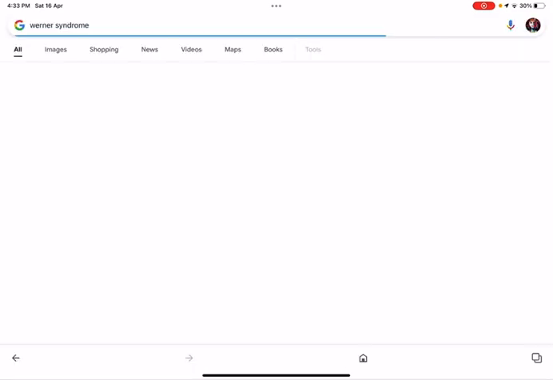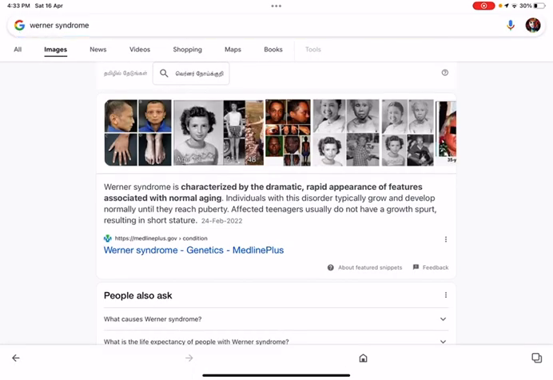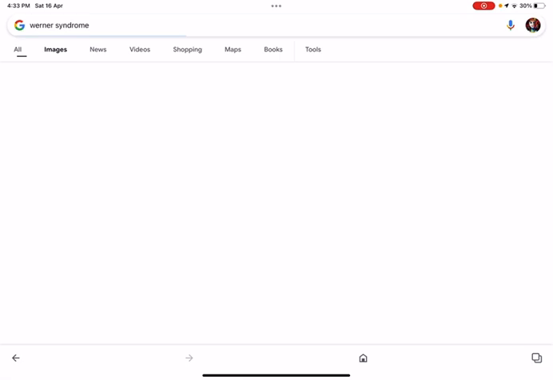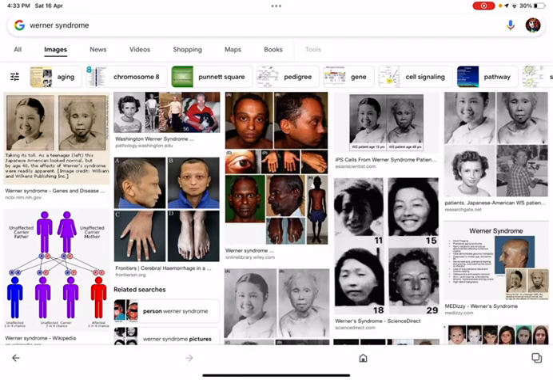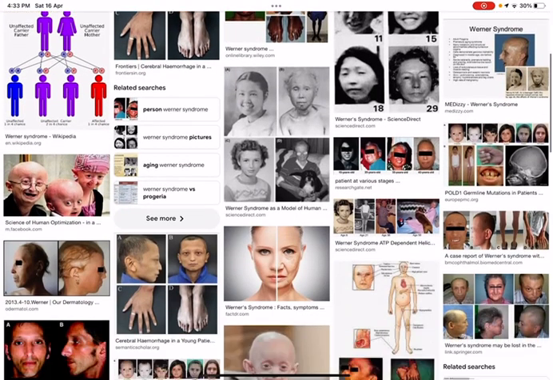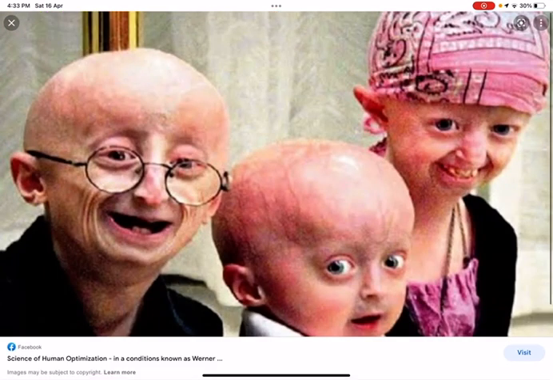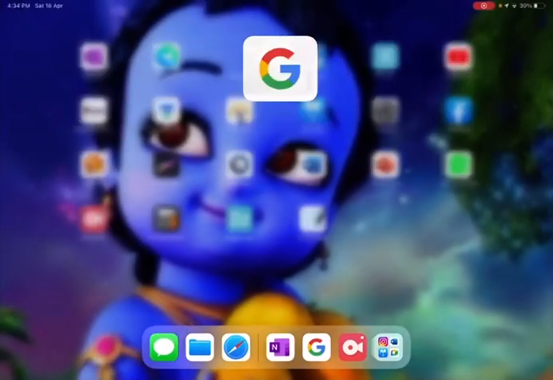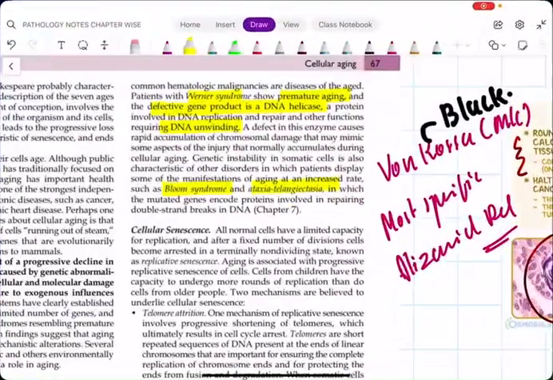Here comes Werner. See, premature aging. This is Werner syndrome. Premature aging. These are the pictures of Werner syndrome. Premature aging.